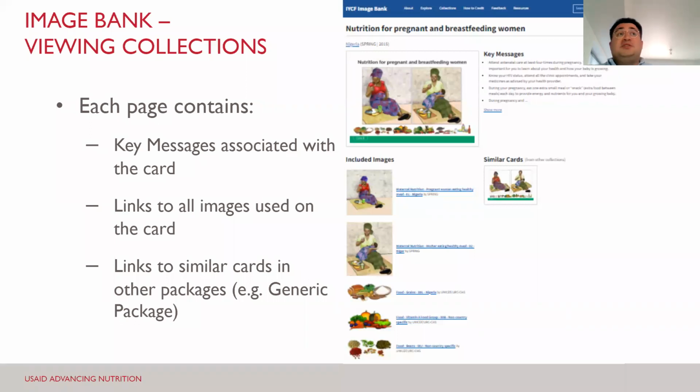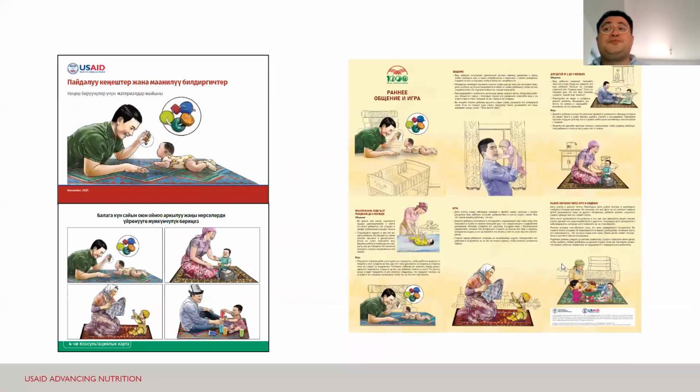These IYCF packages have very similar topics on each card. And so as much as we can, we try to match cards on a similar topic. So you can see right here, this thumbnail shows the very similar card that exists on the generic package. So if you ever have a physical package in front of you and you want to find that image, here's another way that you can find relevant resources that you can use in your materials, or you can adapt.